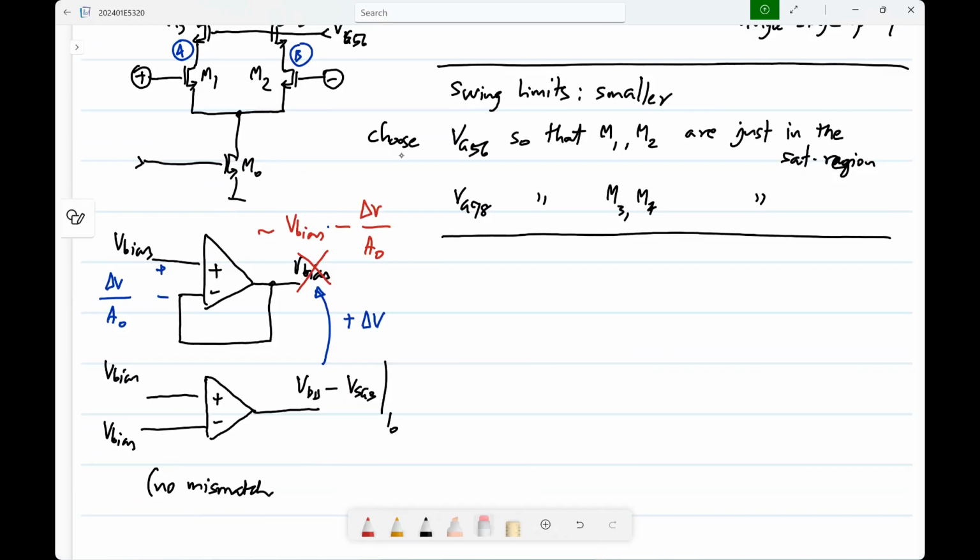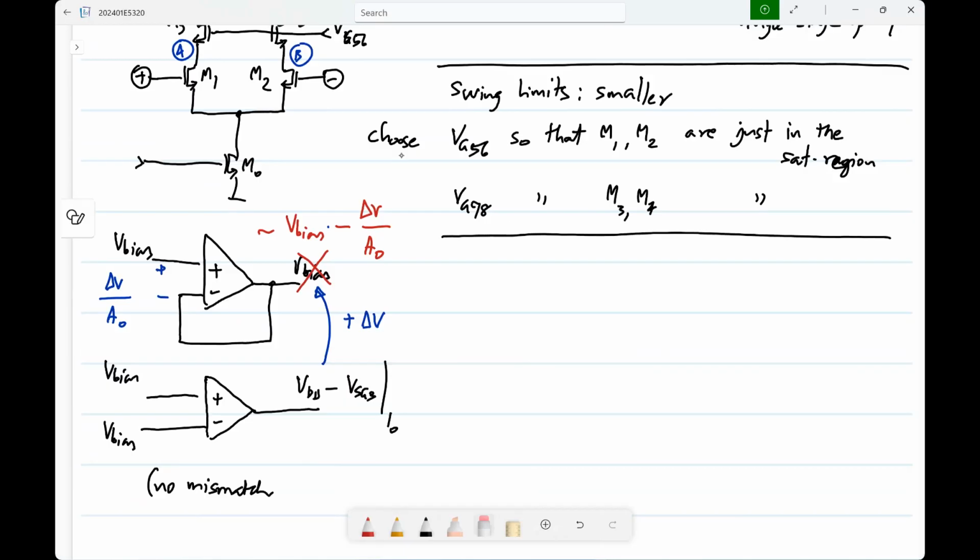Not swing limit. Basically, the swing limit may be affected, but there will be systematic offset. But in a two-stage op-amp, the swing of the first stage output is small. The signal won't swing all that much, so it's not as much a concern.